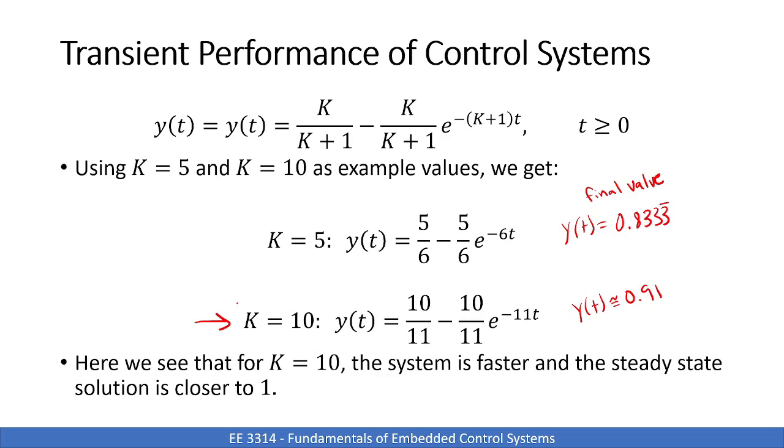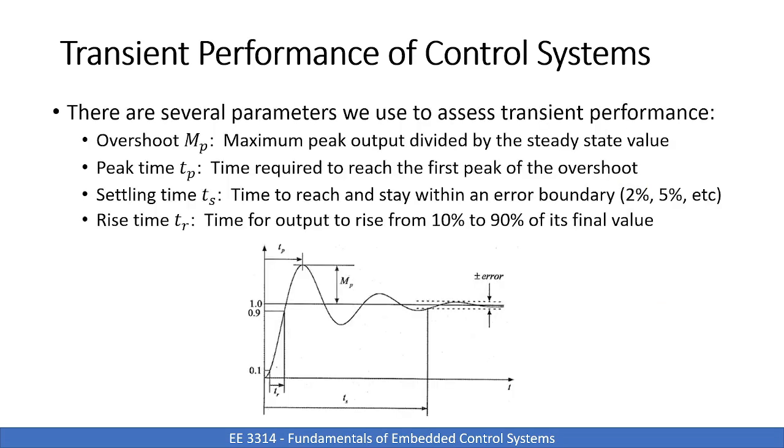But really what we want to do is assign some actual hard parameter numbers, right? So we can actually compare some of these performance measures instead of just saying, oh, it looks faster and gets closer to the final value. We want to actually be able to calculate what these parameters are. Okay, so for transient performance, we're looking at up to 4 possible parameters we use to assess that transient performance. And that's these here.